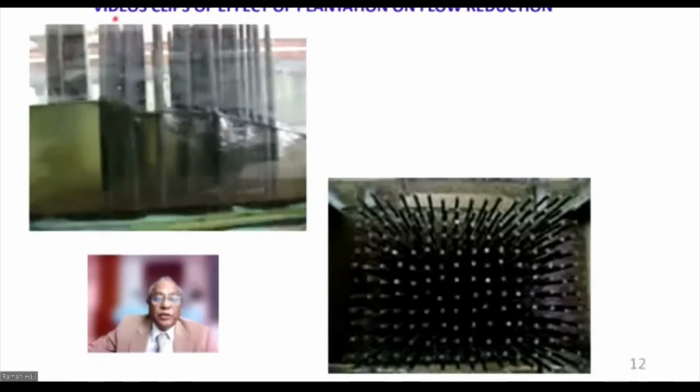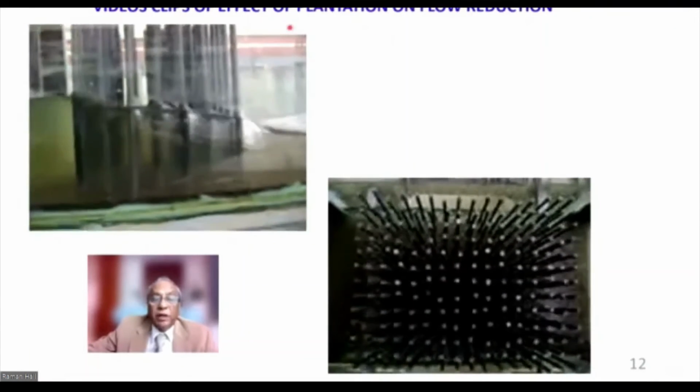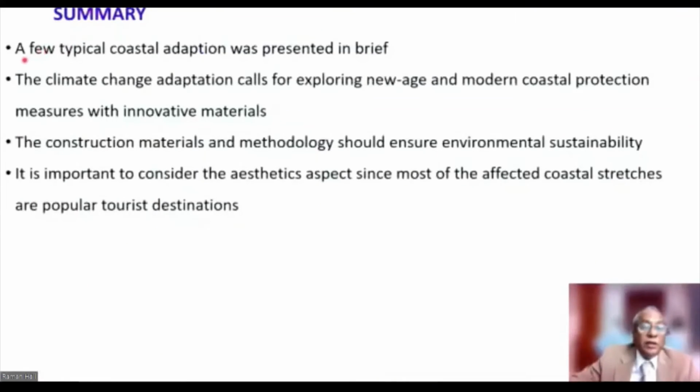This slide shows the video clip of our experimental investigation on the effect of plantation on the flow reduction. So you see the transversal direction oscillation of the vegetation can also result in the attenuation of the flow field. I would like to summarize that a few typical coastal adaptation measures were presented in brief. The climate change adaptation calls for exploring new age and modern coastal protection measures with innovative materials. The construction material and methodology should ensure environmental stability. It is important to consider the aesthetic aspect since most of the affected coastal stretches are popular tourist attractions.